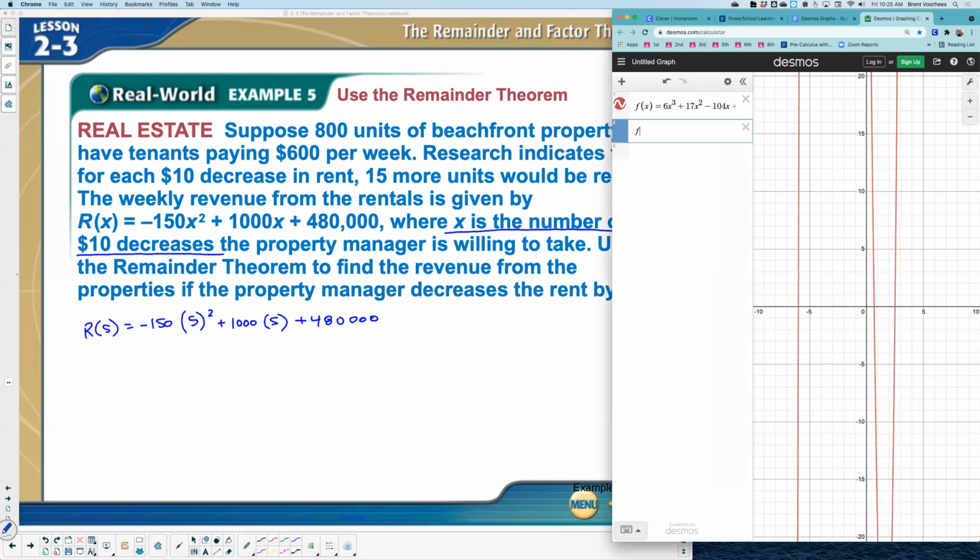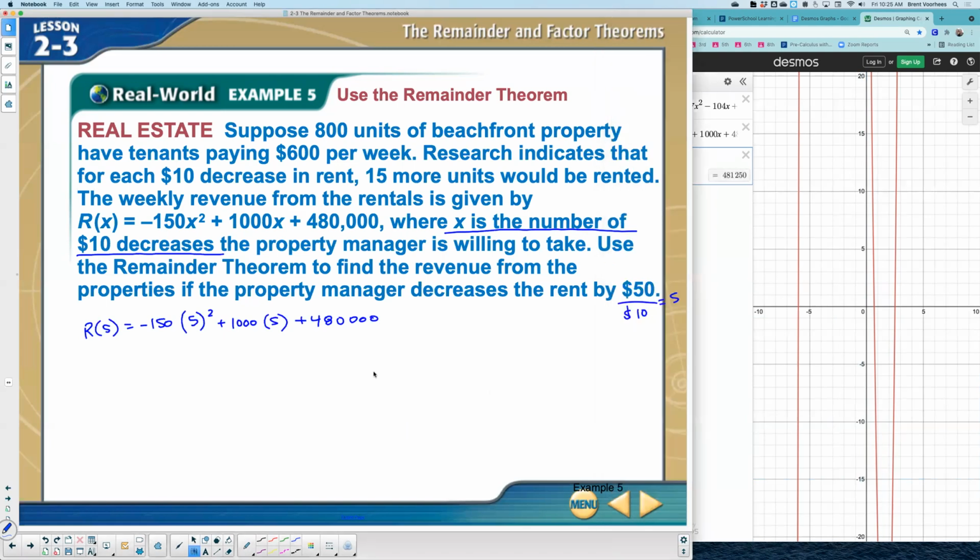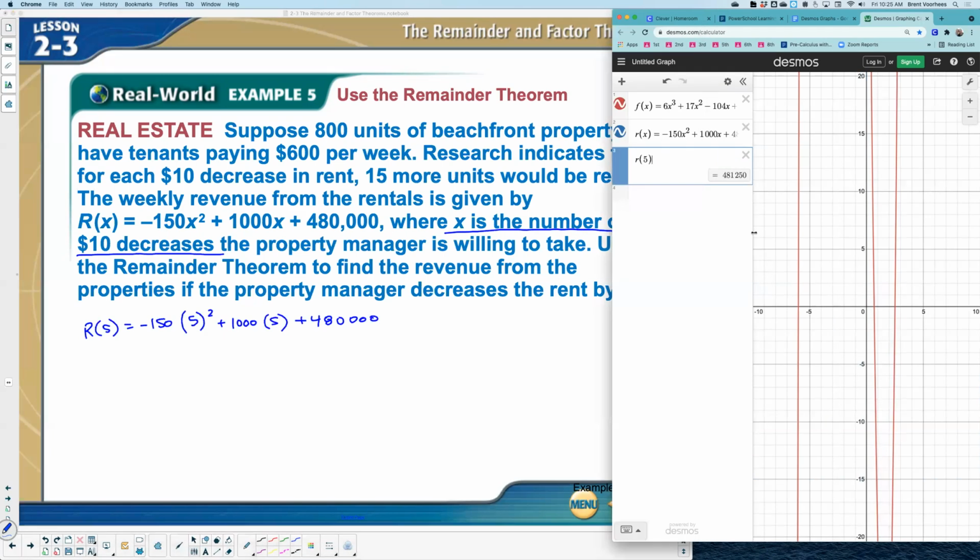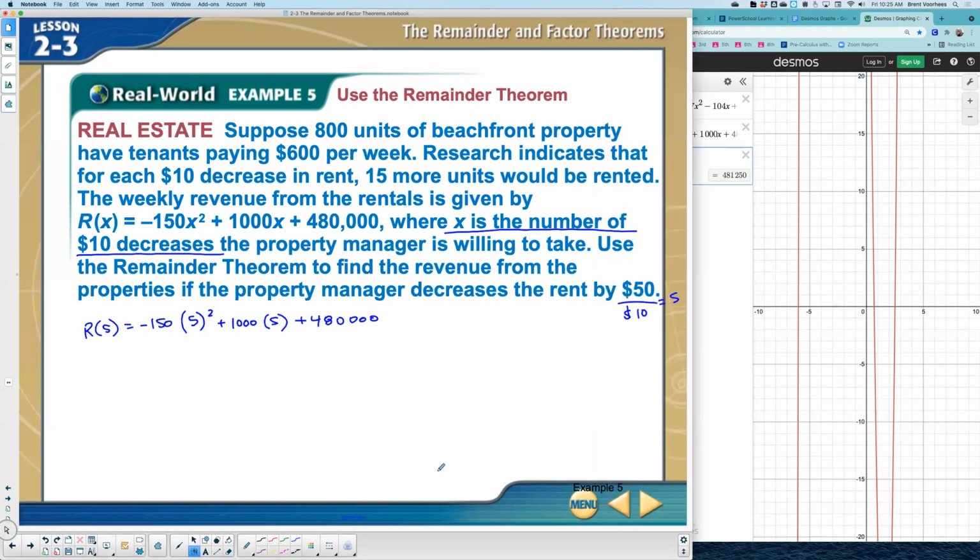R of X equals negative 150 X squared plus 1000X plus 480,000. And we want to know R of 5. The answer is, use the remainder theorem to find the revenue. This would be the revenue. Capital R stands for revenue. It would be 481,250. And so if you did synthetic with an R value of 5, you get the same answer.